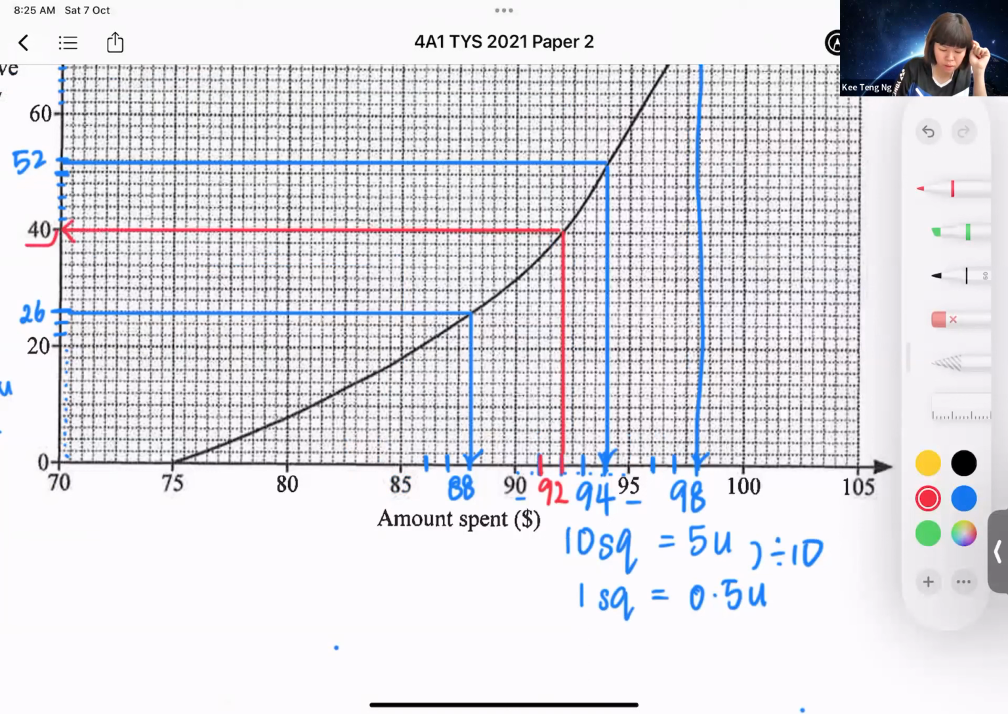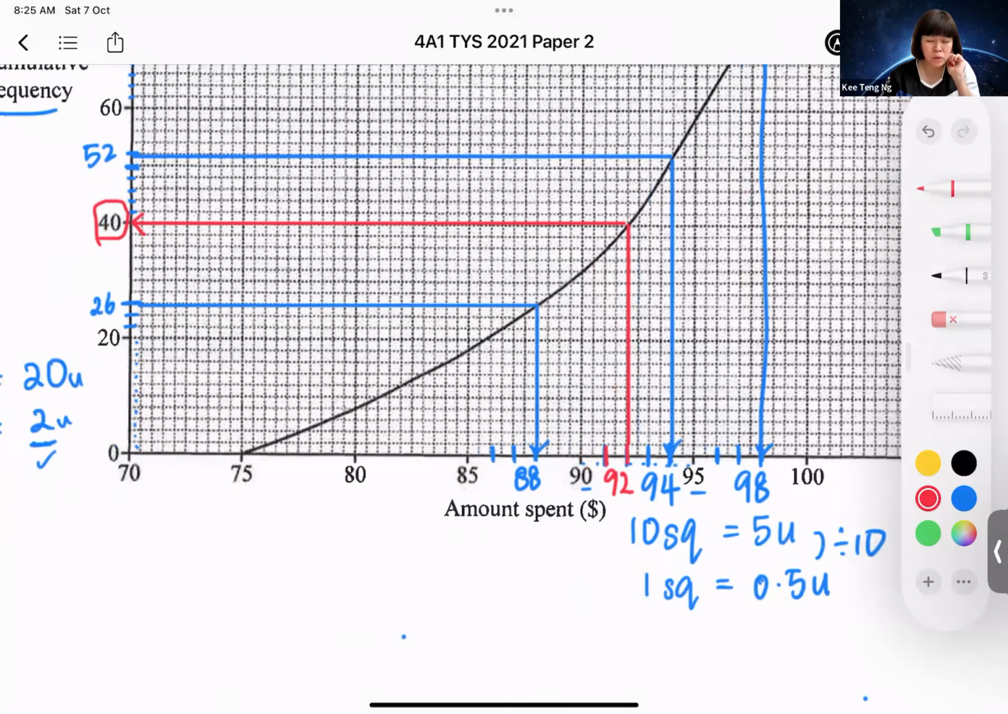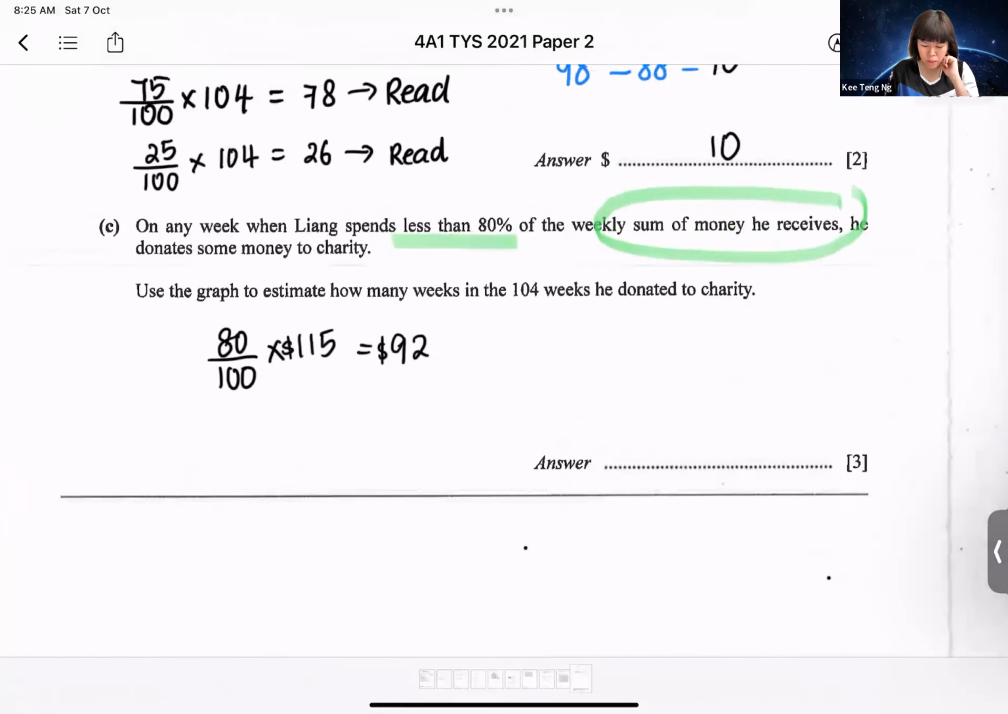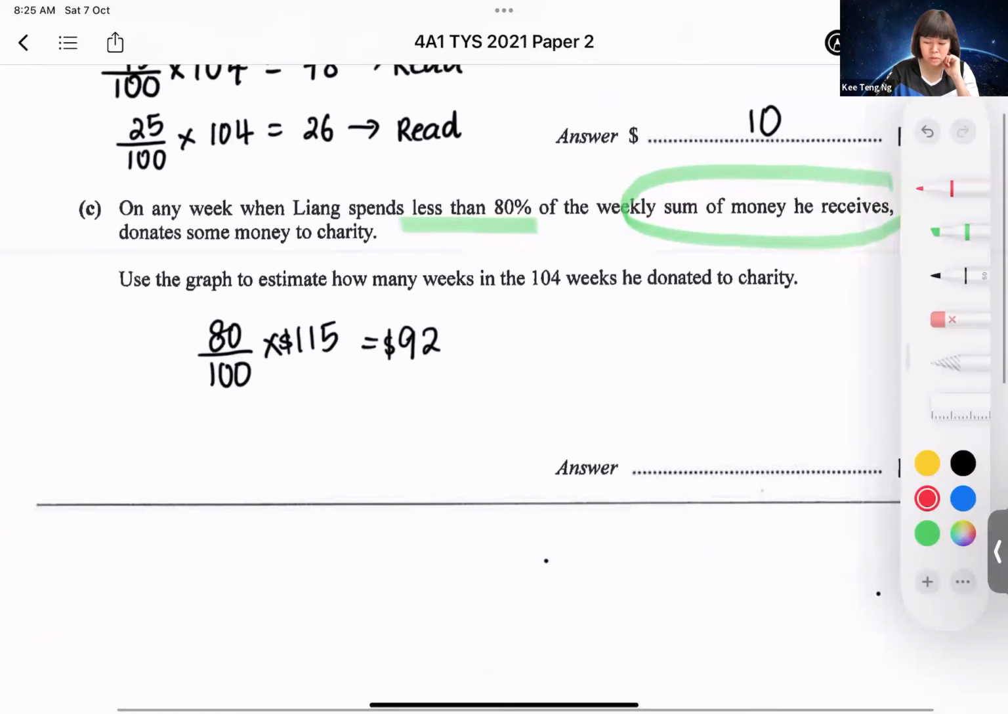The number here is 40. And the question says less than, right? So on the weeks when we spend less than, the number is just 40. Don't need to subtract anymore. So the answer over here, how many weeks did he donate? The number of weeks will be 40.